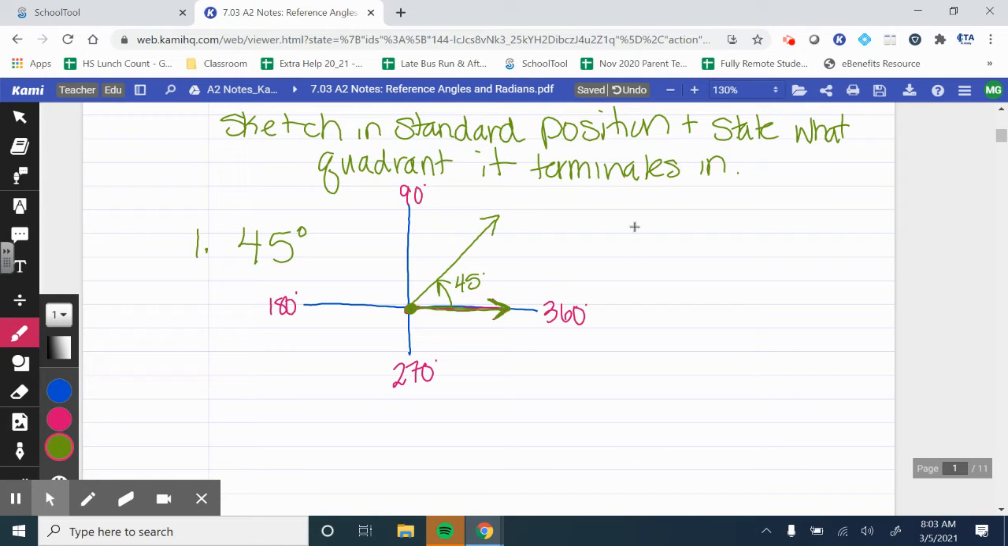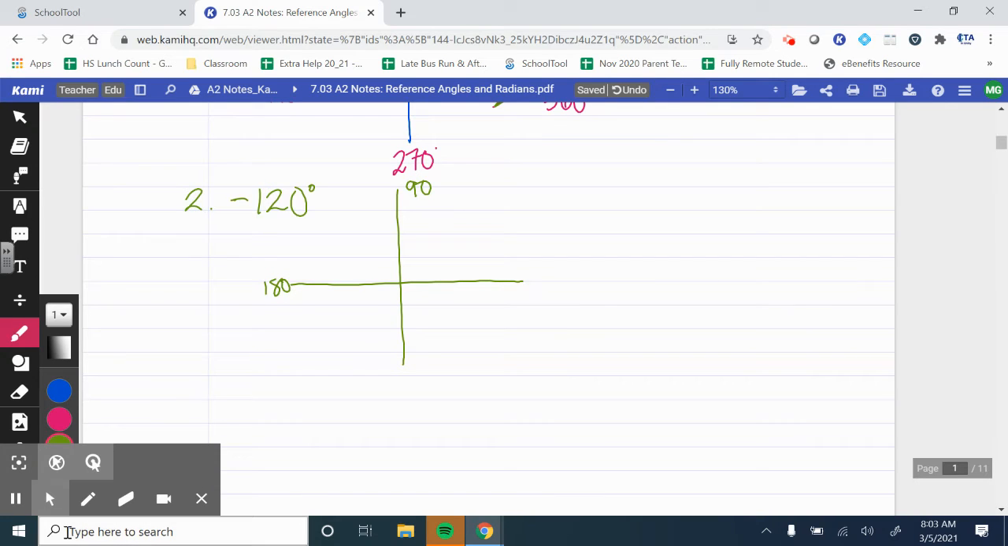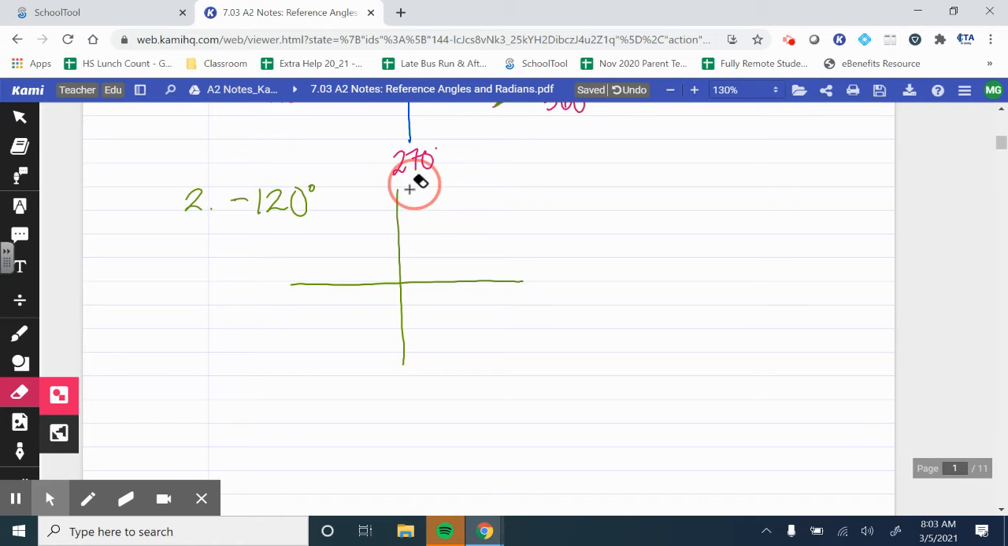So let's go down here, negative 120 degrees. So now we have a negative angle. So again, we're going to start by drawing our set of axes. Let's label 90, 180. Actually, you know what? We're going to go the other direction. So I'm not going to put those labels on quite yet.